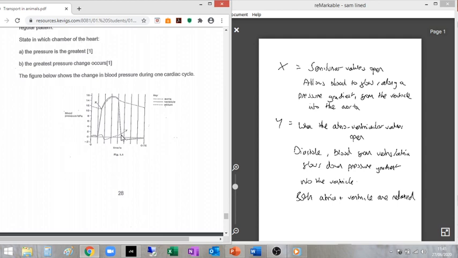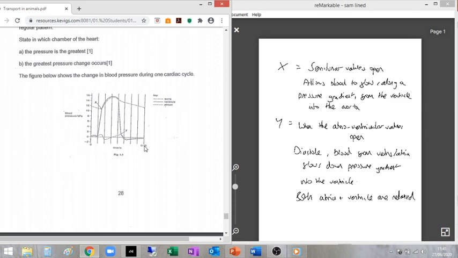So the last question on this one was just to calculate how many beats per minute. We are looking at an entire cardiac cycle there. So the entire cardiac cycle is taking 0.75 seconds. I'm just going to do my working. I can't remember if it was question B or not. I have no idea what the question number is. I'm going to call it B, not that it's showing on my tablet.